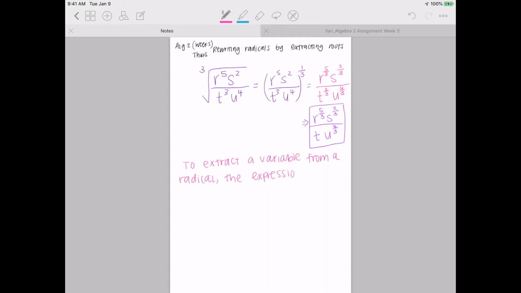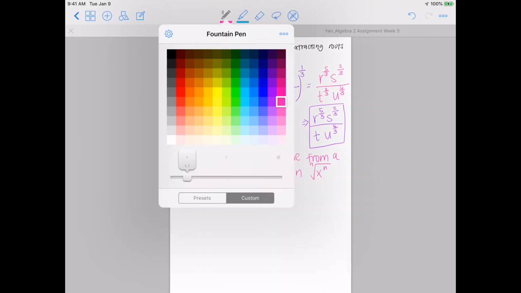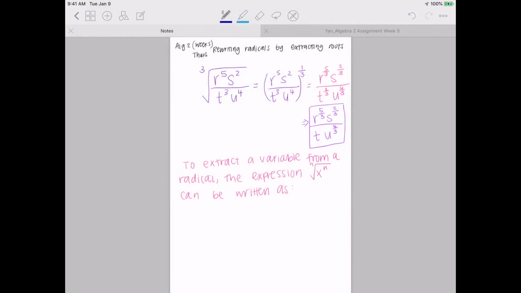sometimes you would see an expression in this format, like an nth root of x to the nth power. This can be written as follows. Nth root of x to the nth power. There's two ways of writing this: either it's in absolute value or it's just the x. Because the n and the 1 over n get canceled out.